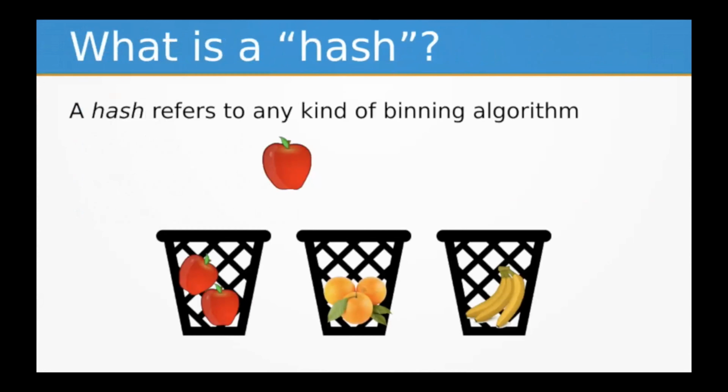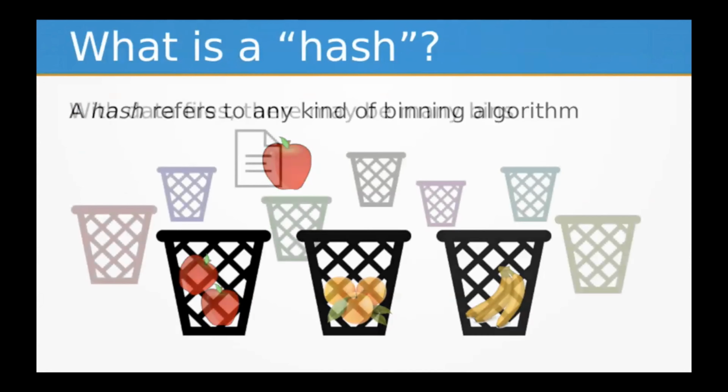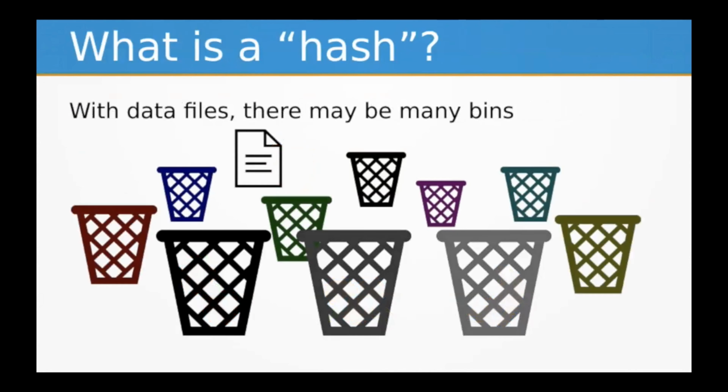So what is a hash? In computer science, a hash refers to any kind of binning algorithm. This is like a first pass rough cut at sorting data. It's used to segment data by attributes. When sorting data, there is no real limit to the number of available bins.